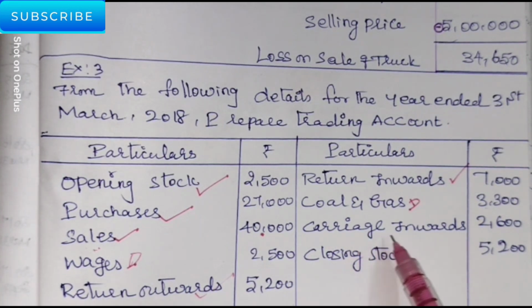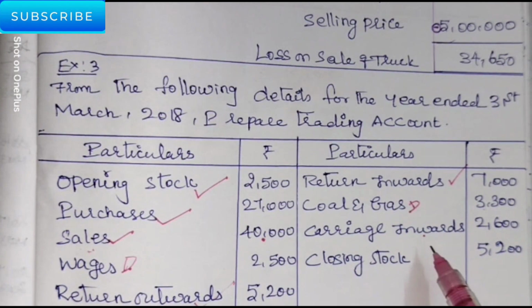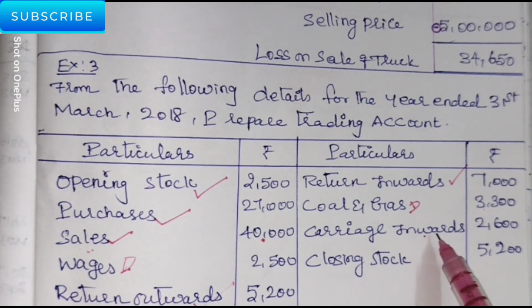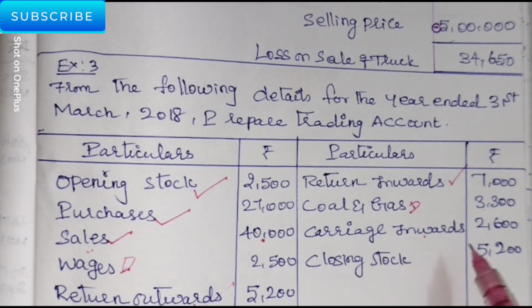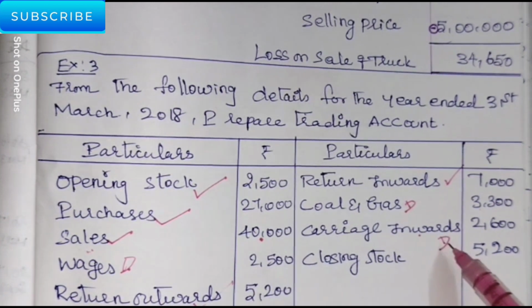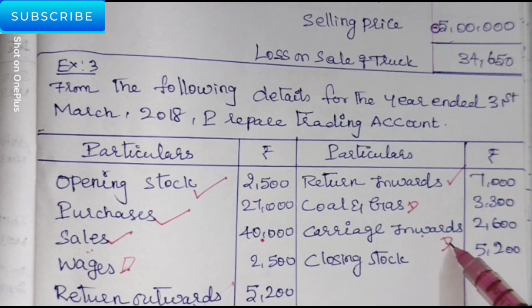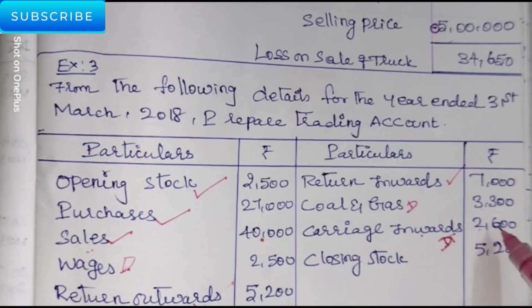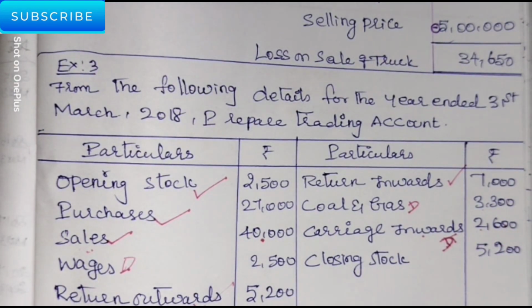And carriage inwards: when you purchase goods, you have to spend some amount for carriage inwards to bring the purchased goods into the business premises or godown. So carriage inwards is a direct expense and is entered on the debit side of the trading account, 2,600 rupees. So which accounts are to be entered on the debit side of the trading account?